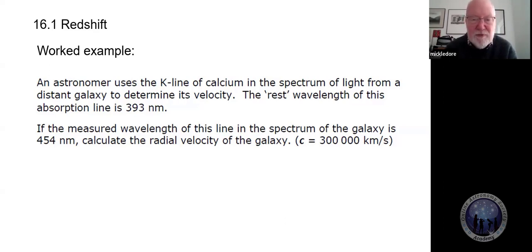So it's in the definite violet region of the spectrum, down at the short wavelength end. If the measured wavelength in the spectrum of the galaxy is 454 nanometers, calculate the radial velocity of the galaxy. That's what it's called, the radial velocity. These velocities are all in the line of sight. And there we've got C, the speed of light, as 300,000 kilometers per second.